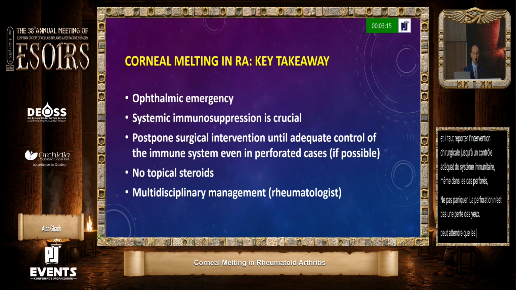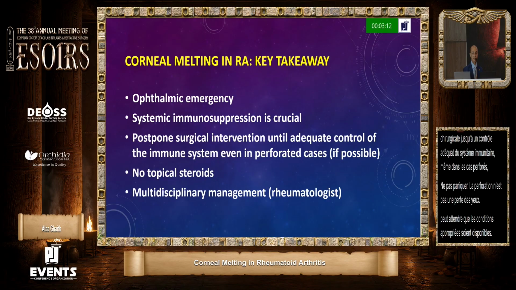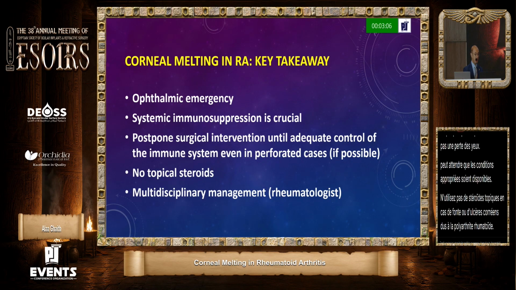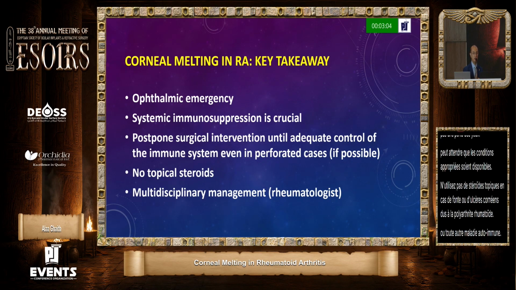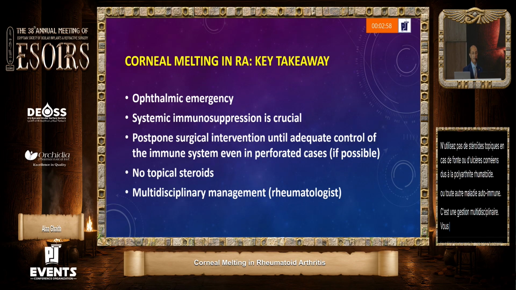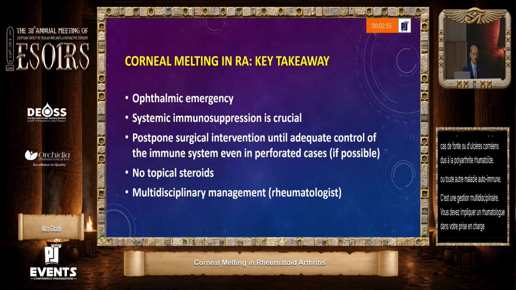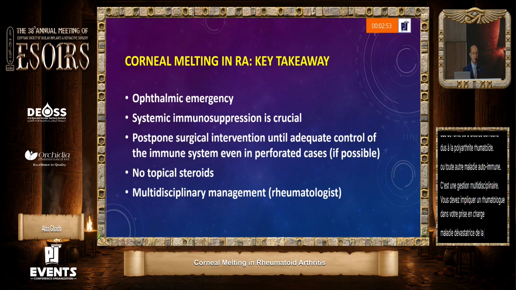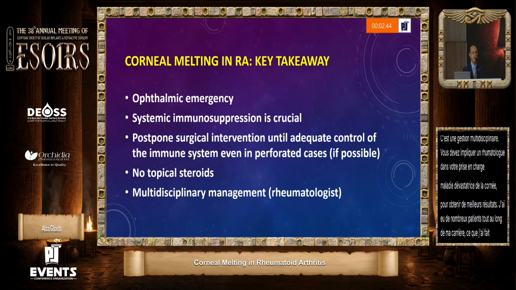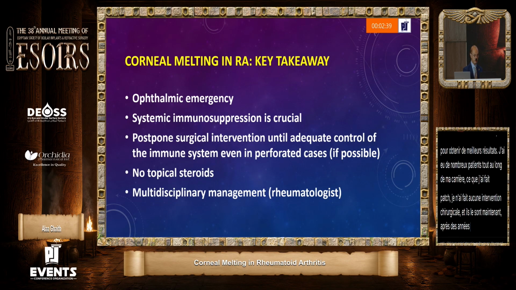Don't use topical steroids for melting or corneal ulcers due to rheumatoid arthritis or any other autoimmune disease. It is a multidisciplinary management. You have to involve a rheumatologist in your management of this devastating disease of the cornea to reach better results. I have many patients along my career whom I didn't patch, I didn't do any surgical intervention, and now, after years and years of their perforation, they are enjoying good vision in a previously perforated eye.